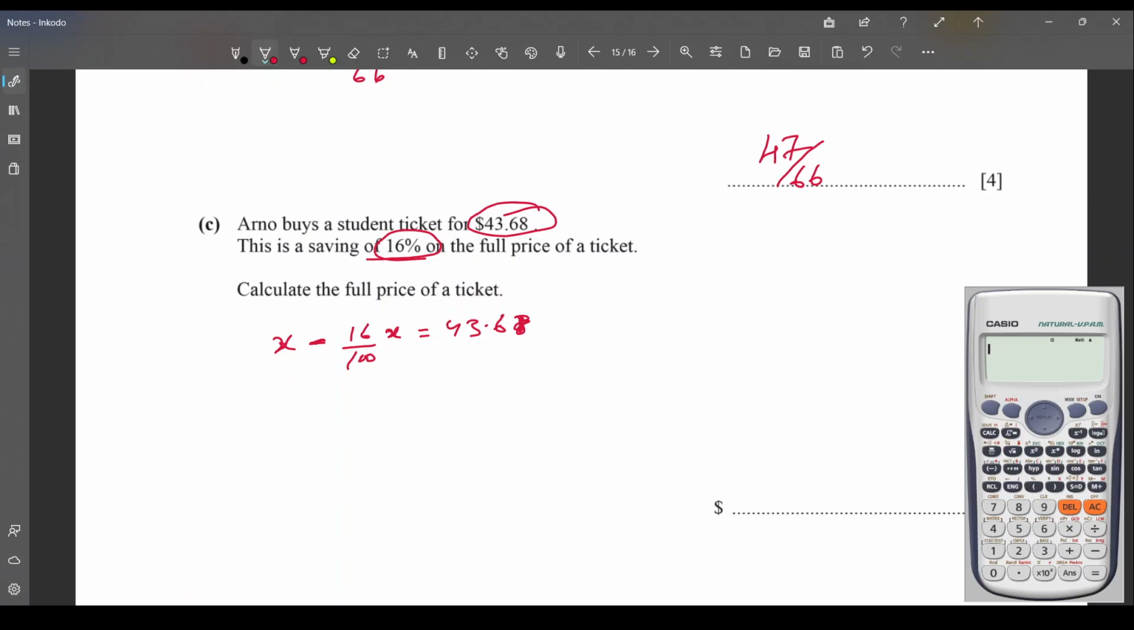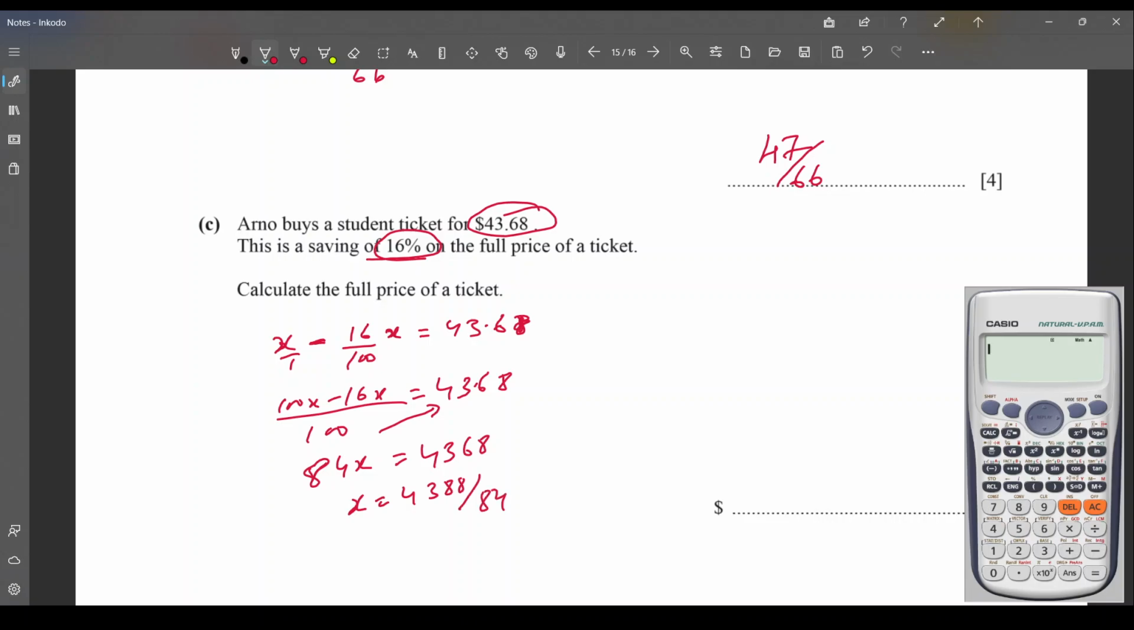So if I calculate this, taking LCM, 100x minus 16x equals 43.68. So 100 minus 16 is 84x. When this is multiplied with this one, it will be 4368. So x will be equal to 4368 divided by 84, which gives you 52. So the full price was 52, but he got a discount of 16% and bought it for 43.68.